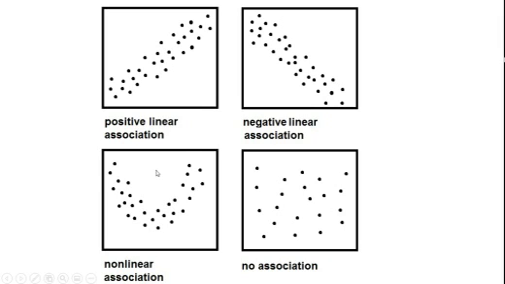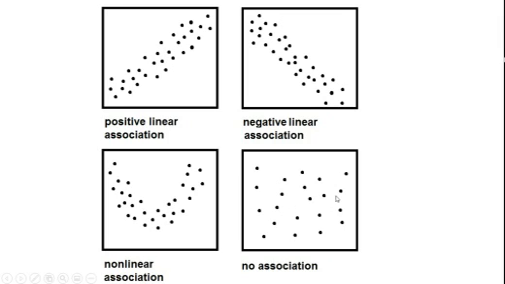Okay. Nonlinear association basically means that there is some sort of association, but it's not a straight line. So in this case, you see here, it's a curve. It's kind of a parabola shape, like an x squared shape. So as the x increases, your y decreases to a point, and then it increases again. And there are many things that will have this type of association.